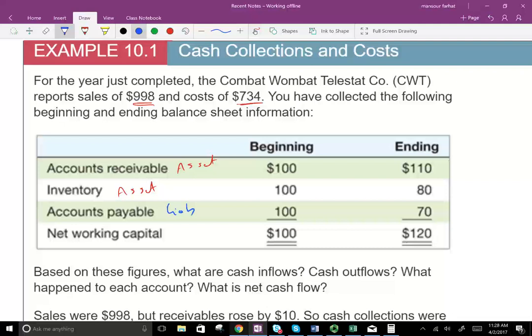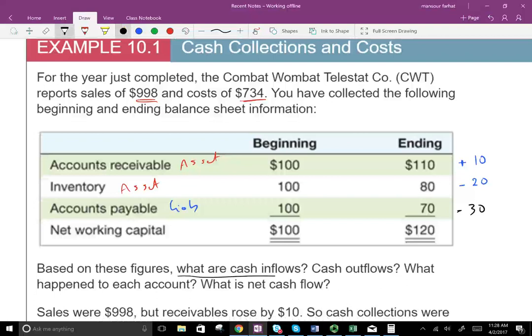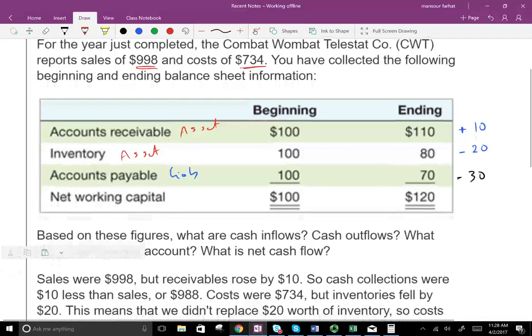First, calculate the change. Account receivable went up by $10. Inventory went down by $20. And accounts payable went down by $30. Based on these figures, what are the cash inflows? What are the cash outflows? What happened to each account? What's the net cash outflow? Okay. So now we have to take a look at what we have and do what? Analyze it using the same techniques that we used earlier.